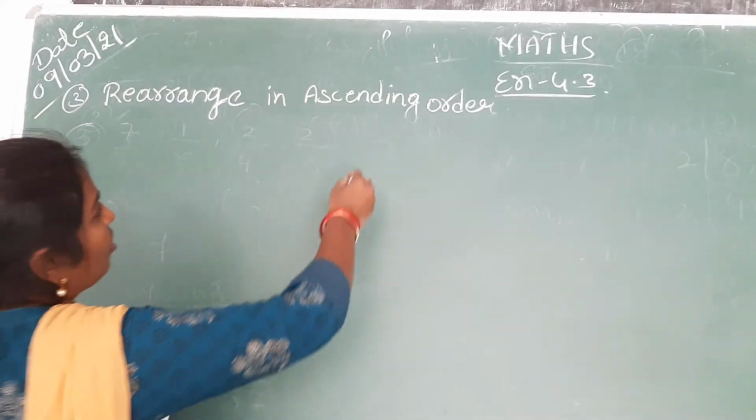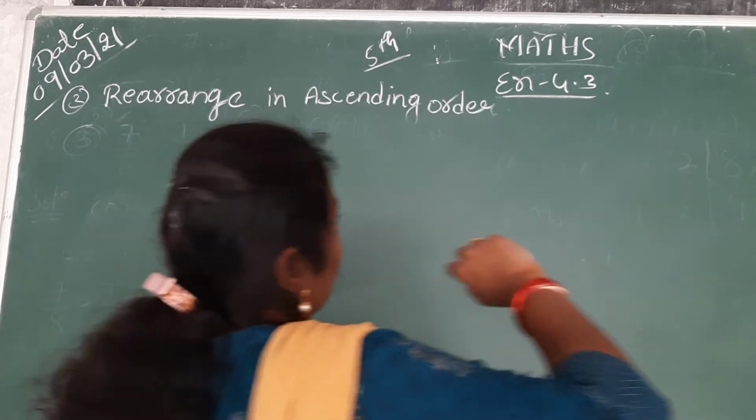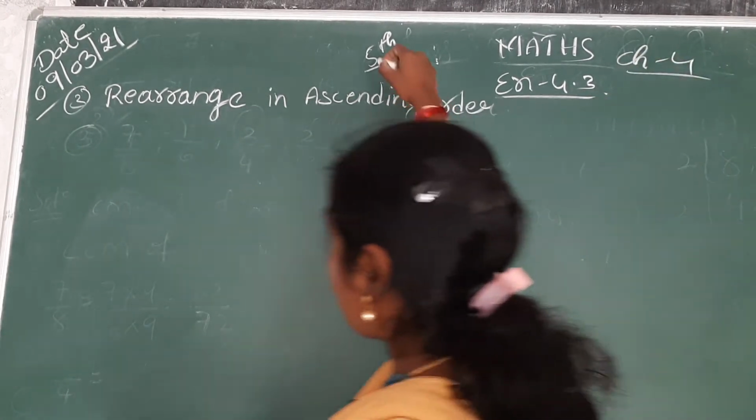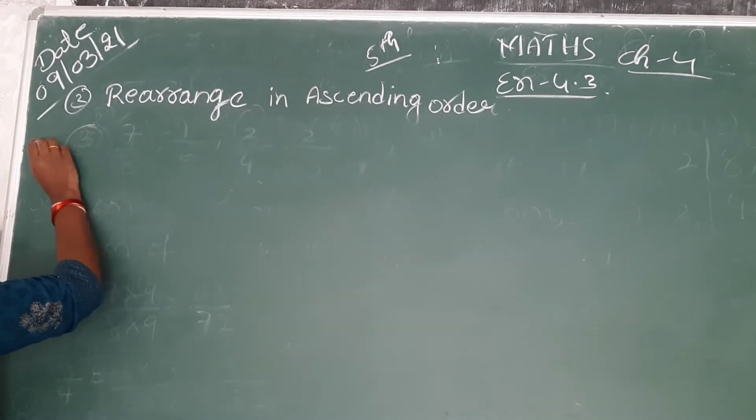Good morning children. Now, 5th class maths, chapter 4, exercise 4.3. The third bit is to rearrange in ascending order. Here are given fractions.